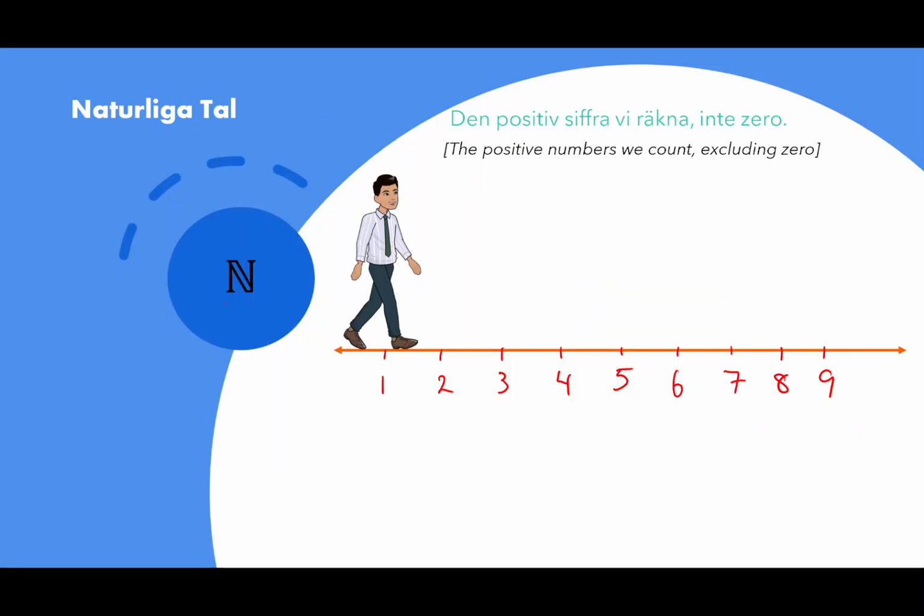Natural numbers are the positive numbers we count, excluding 0, and they go by this funny looking N.